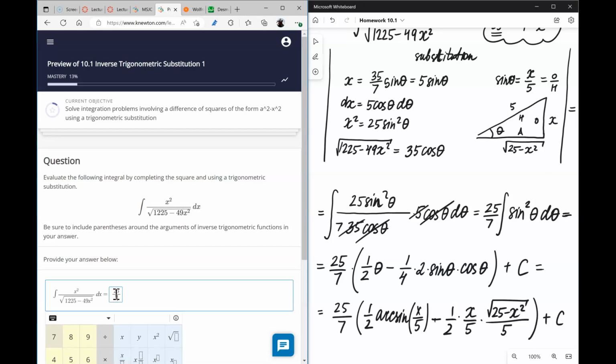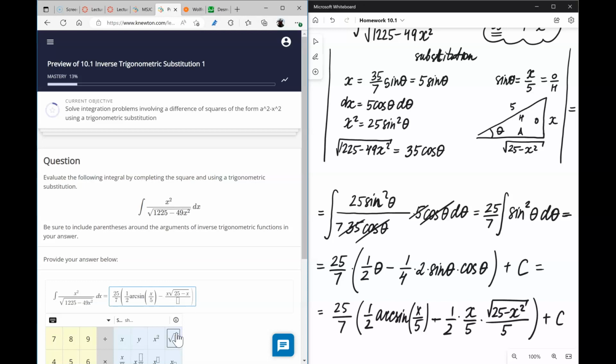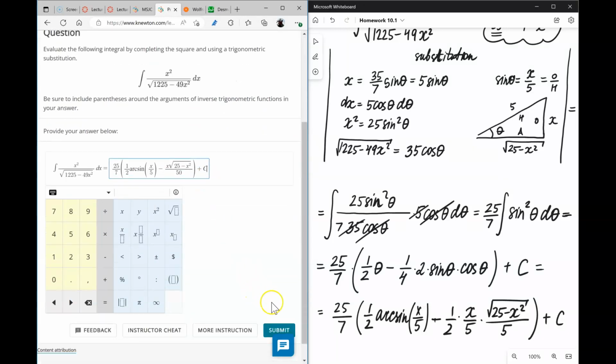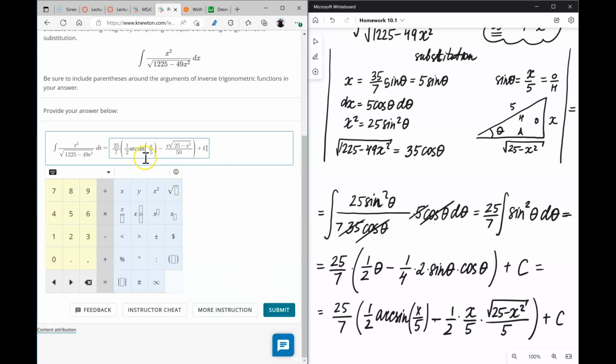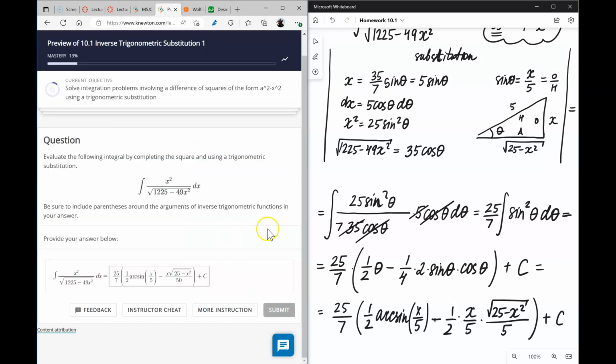It's going to be 5 over 7 times half arc sine of x over 5 minus x times the square root of 25 minus x squared over 50, plus C. And of course we can distribute this 5 over 7, which will probably make it look a little nicer, but it's okay if we don't.